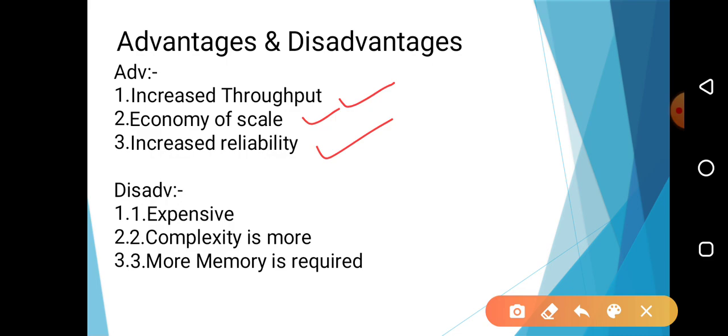If one CPU fails, obviously the system will be affected, but the system won't stop completely. The other processors are there to take charge of those things. Therefore, it results in increased reliability. The disadvantage of the system is that it is expensive.